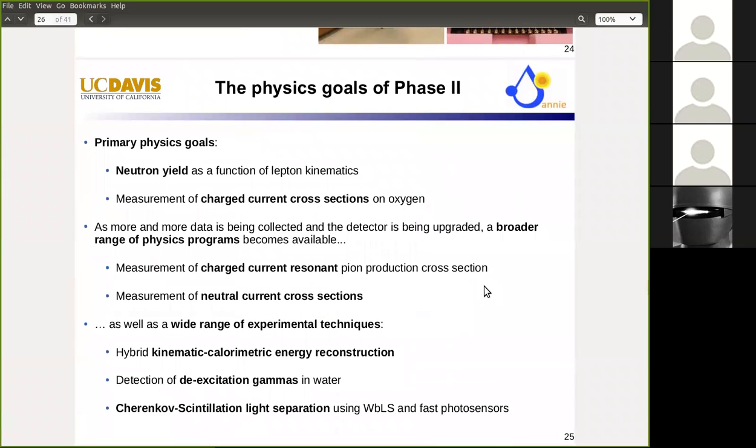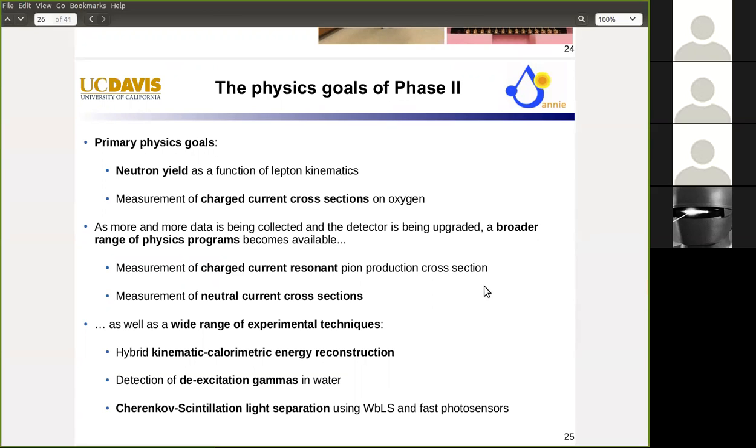So with those LAPPDs, what can we do with ANNIE? First of all, as I mentioned, one of the primary physics goals of ANNIE is the neutron yield as a function of lepton kinematics. The second one is the measurement of the charged current cross-section on oxygen, to be complementary with other cross-section measurements performed on the BNB line on carbon and liquid argon. But as you can imagine, as more and more data is being collected and the detector is being upgraded with more LAPPDs, for example, a broader range of physics programs is actually available to us.